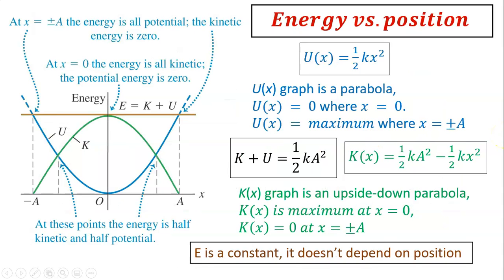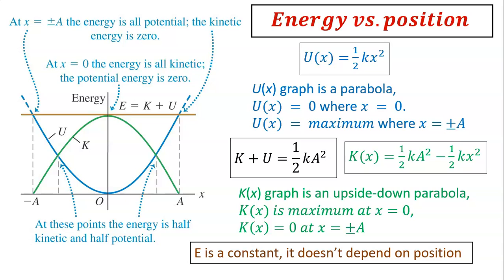Energy versus position. This is an energy versus position line graph. So this green is kinetic energy. Kinetic energy is highest over here, and blue is the potential energy, which is the lowest. Ux equals 1/2 k x squared. The Ux graph has to be a parabola. Ux equals 0 where x equals 0. Ux is maximum where x equals positive or negative A.